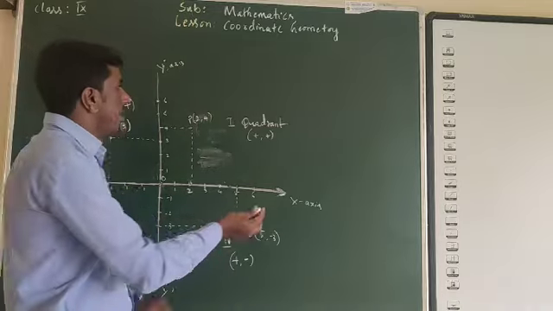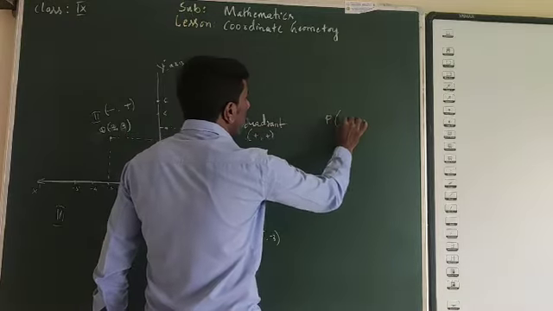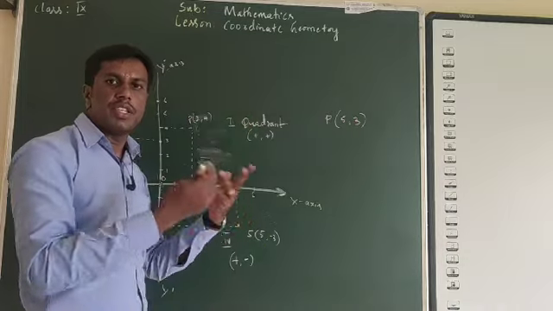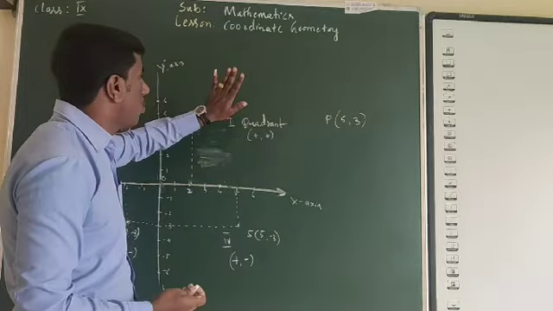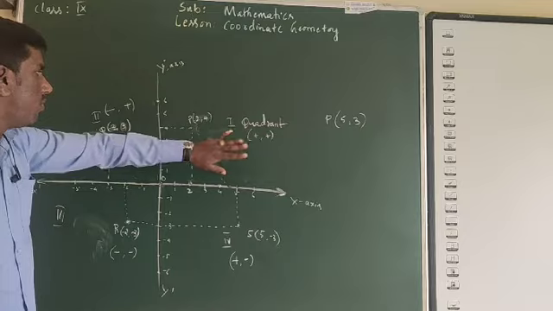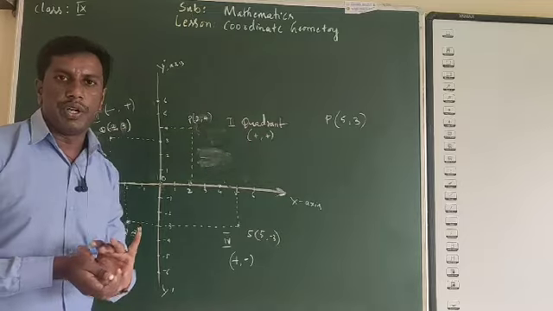Suppose they give you a point, say, locate the point 5, 3. You can observe the sign: both are positive. So you can easily say that this point will be in the first quadrant. So you only need to go for the first quadrant and search for the point.